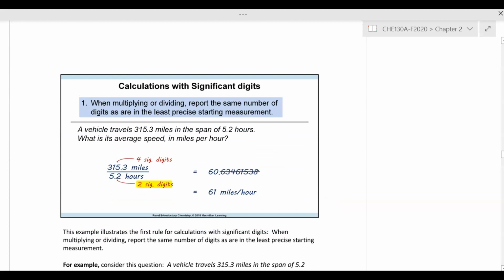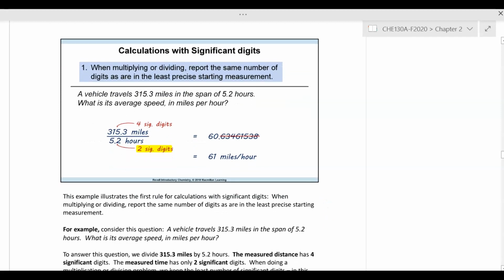So when we multiply or divide, we report the same number of digits as in the least precise starting measurement. So you see this example here where you're dividing miles, which we have 4 sig figs, by time, which we only have 2 sig figs, so we can only report 2 sig figs at the end. We have to round the answer we get in our calculator down to 2 sig figs, or in this case up to 2 sig figs. 60.6 rounds up to 61.